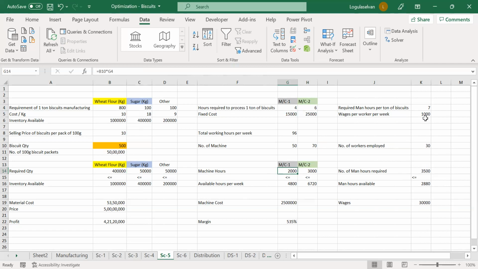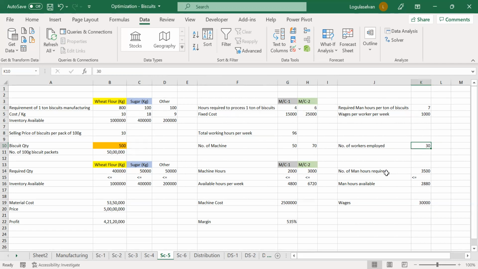Now we have a condition that for manufacturing 1 ton of biscuit, it would require 7 man-hours. Further, since we are working on a weekly basis, even the wages in this case are on a weekly basis. So every week they have to pay around 1,000 rupees per worker. Currently they have employed 30 workers.